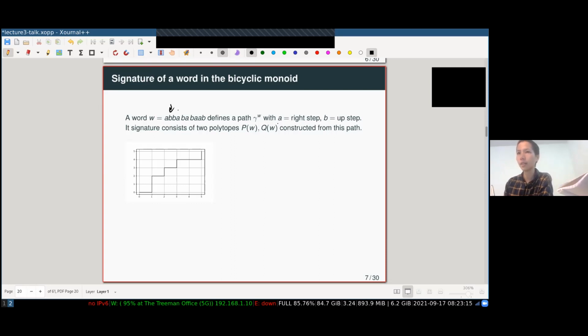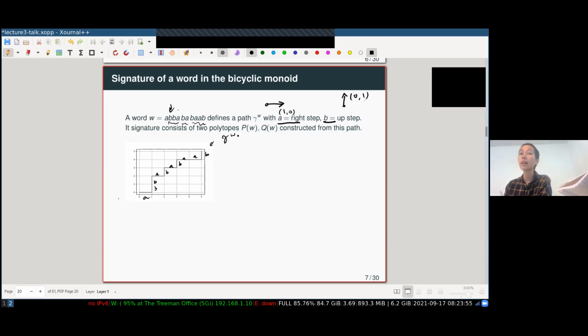Whenever an A appears, we're going to make a right step, that is, the path will step to (1, 0) to the right of where we are. And whenever B appears, then we'll take an up step, right? We'll increase the second coordinate by 1. So for example, this word here, A, B, B, A, B, A, B, A, B, is the path that corresponds to my word W.